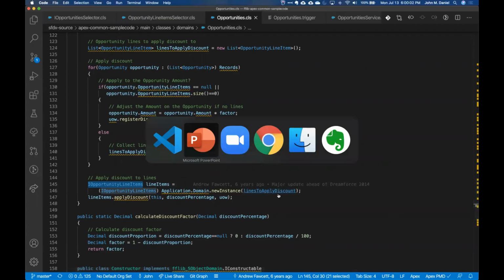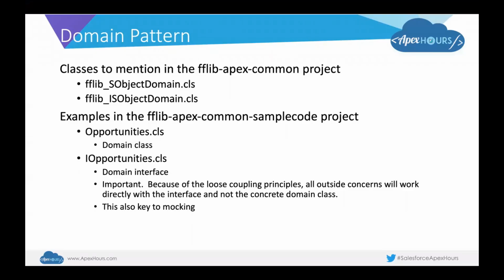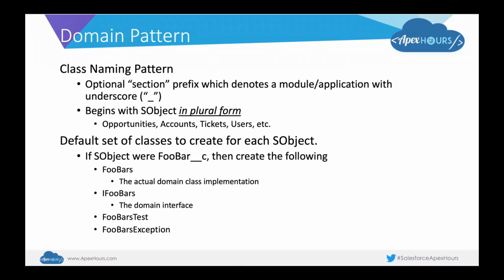Let's go back to the presentation. So typically, there's two classes: the domain and the domain interface. Again, it allows us to help with the mocking and the least coupling principles. Class naming pattern, again, it's pretty straightforward. There is an optional prefix, but generally you see the SObject in plural form. So it's the opportunities class, the account class. We know just by the plural nature that it is the domain object for that class.